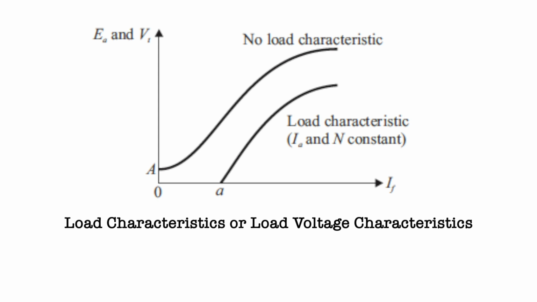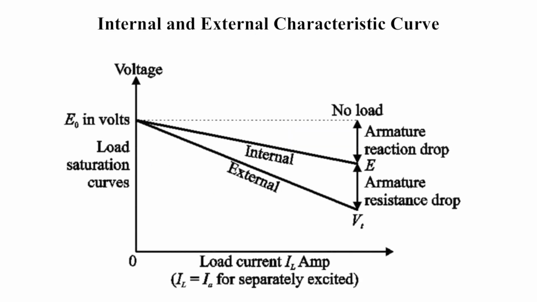O to A is the amount of field current required to circulate the rated armature current when load resistance is reduced to 0, as can be seen from the characteristic. Next comes the internal and external characteristic curve. The internal characteristic curve shows the relation between the internal generated EMF E0, as we have seen, and the load current IL, taking into account the armature resistance drop. This curve shows how the internal EMF decreases with an increase in load current.